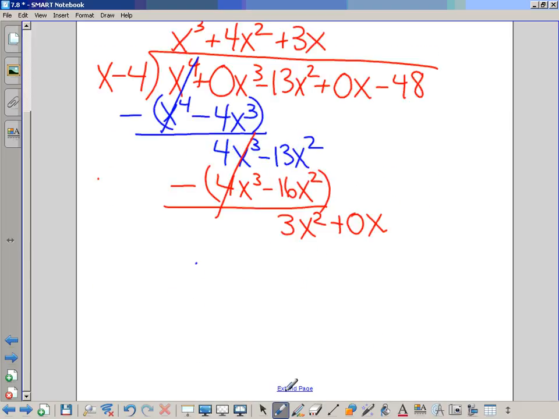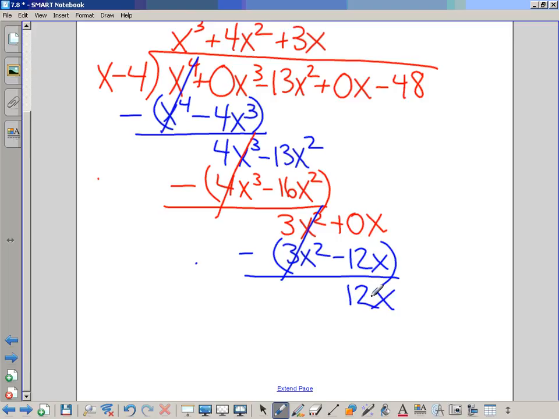Okay? 3x times x is 3x squared. 3x times negative 4 is negative 12x. You see how by putting a 0x there, it's lined up with its like term, and we're ready to go when we subtract. These cancel. 0x, double minus 12x is 12x. Who comes down?